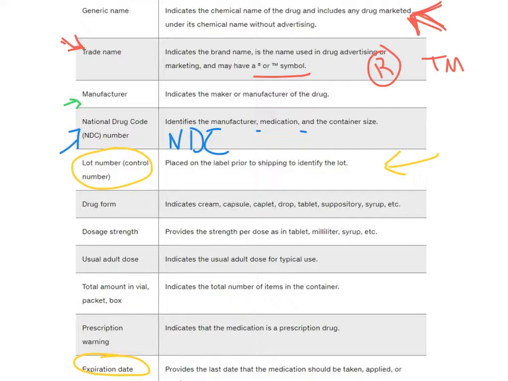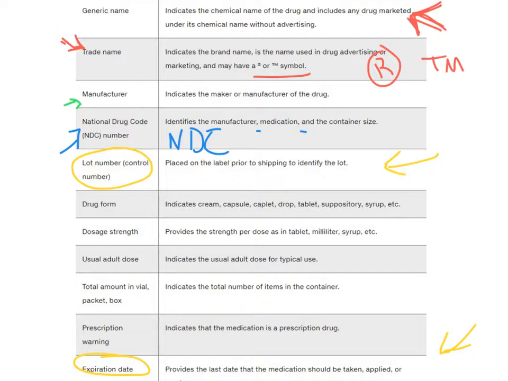So it helps to just identify that batch that it was created in. Whereas the expiration date, down there at the bottom, just like any expiration date, even when we're talking about expiration dates for a food of any sort, that is the last date that this medication is viable, and so the medication needs to be discarded after that particular date.